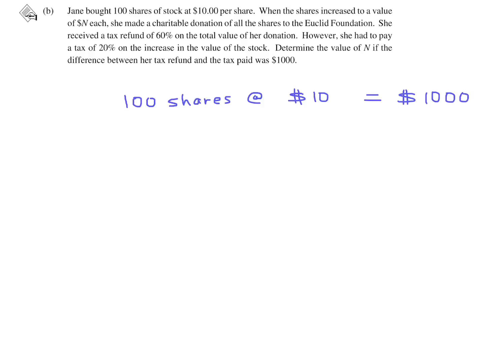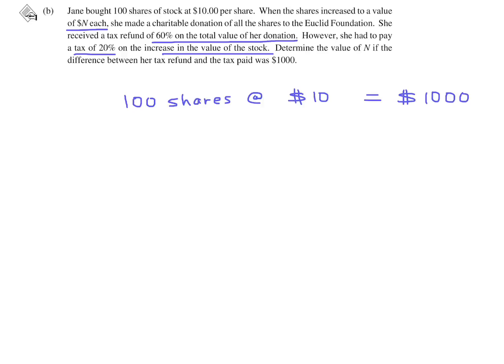When the shares increased to a value of N dollars each, she made a charitable donation of all the shares to the Euclid Foundation. Now at this point, she receives a tax refund of 60% of the total value of her donation. However, she had to pay a tax of 20% on the increase in the value of the stock. Determine the value of N if the difference between her tax refund and the tax paid was $1,000.